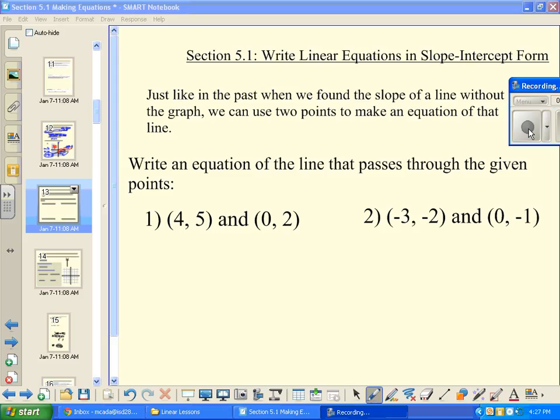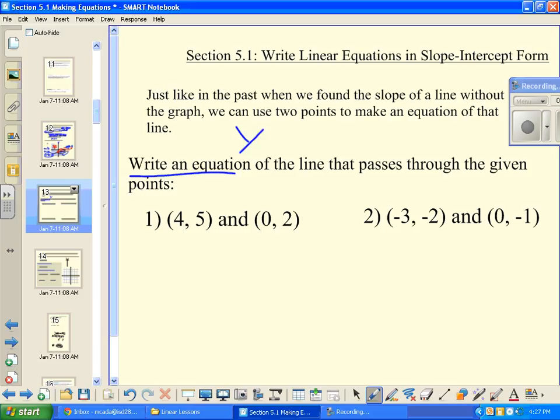So for example here, the directions for this one say write an equation. So we're going to make something like y equals mx plus b, because that's the way we know how to do it right now. Write an equation of a line that passes through the given points. So again, problem 1 here, it says that there's a line that goes through these 2 points.